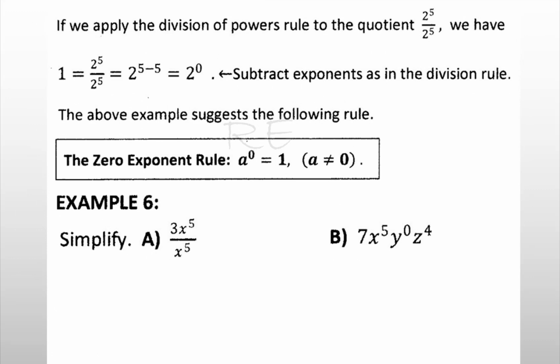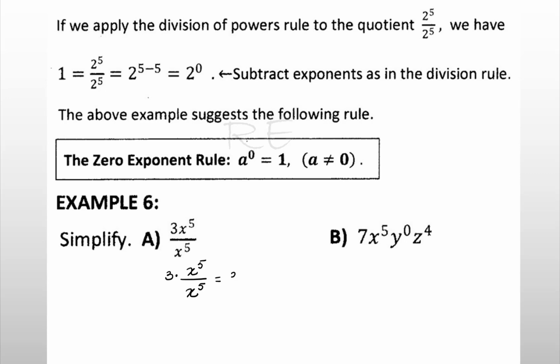When we divide a number by itself, we get 1. So 2 to the 5th over 2 to the 5th is 1. And 2 to the 5th over 2 to the 5th is 2 to the 5 minus 5, which is 2 to the 0. Therefore, 2 to the 0 is 1.